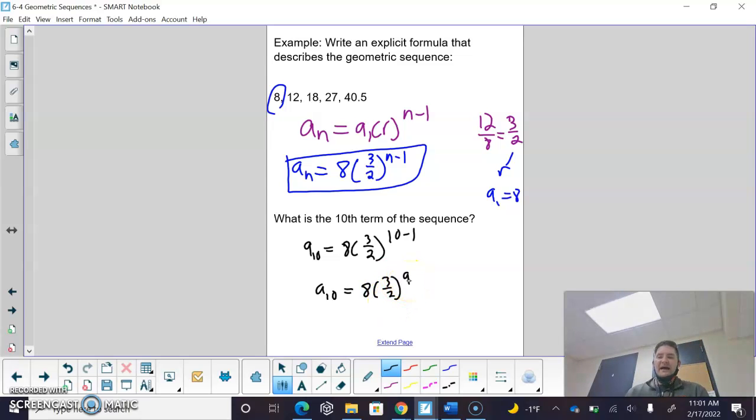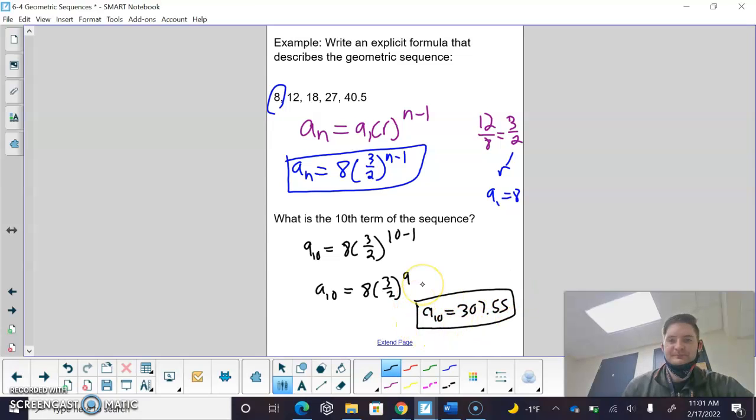And then what you're going to do with that is in your calculator, do 3 divided by 2, which is 1.5, raise that to the 9th power, times 8. And that answer is 307.55.